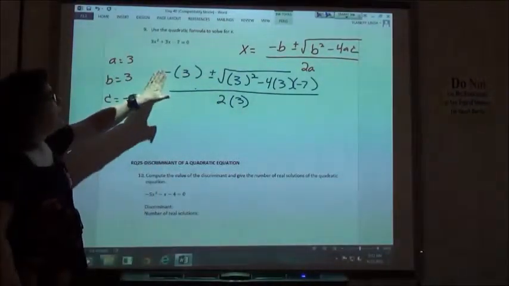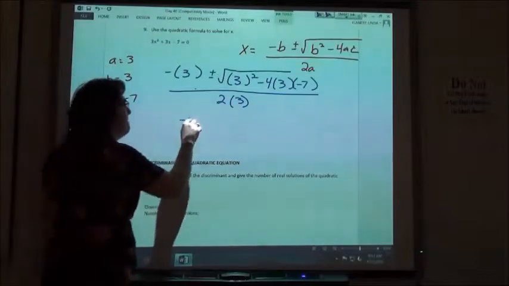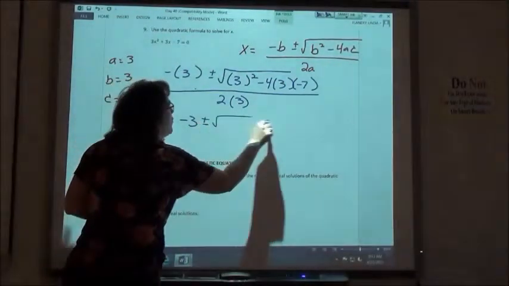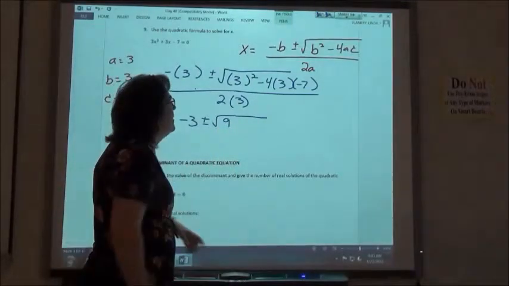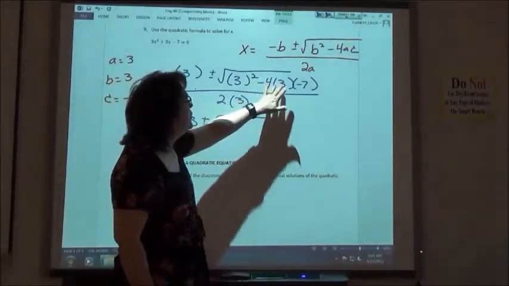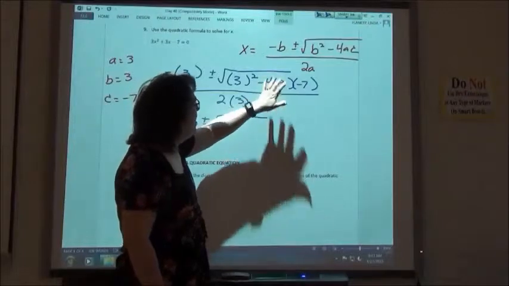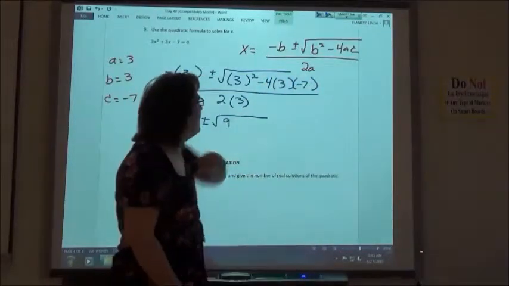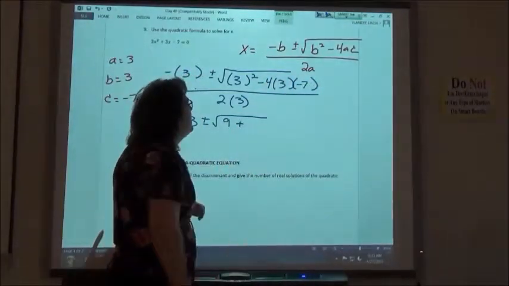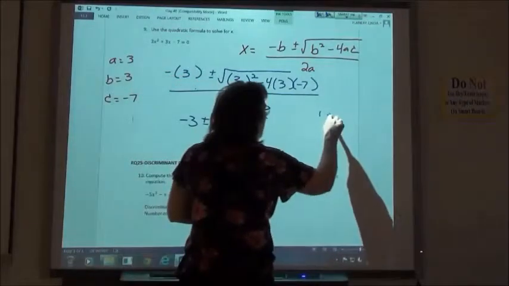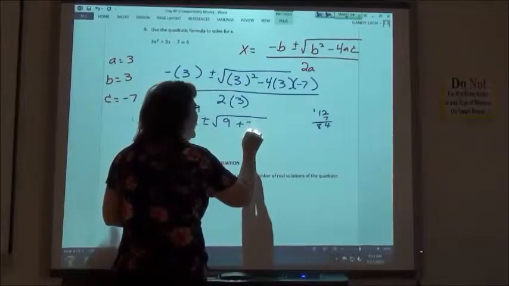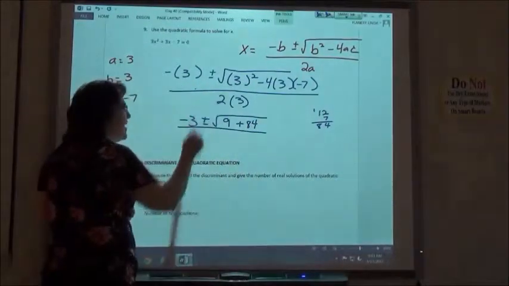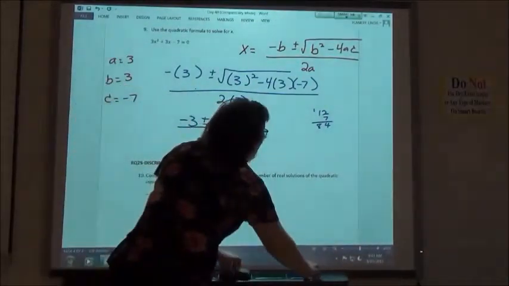So simplifying here, we get minus 3 plus or minus the square root. 3 squared, 3 times 3 is 9. Negative 4 times 3 would be negative 12. A negative 12 times a negative 7. Negative times a negative is a positive. 12 times 7, 84. Over 2 times 3, 6.